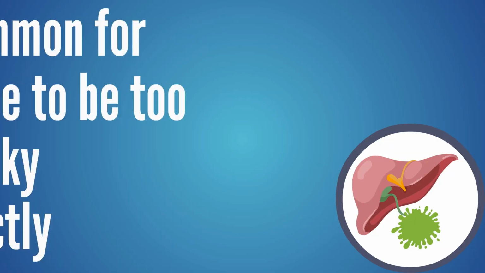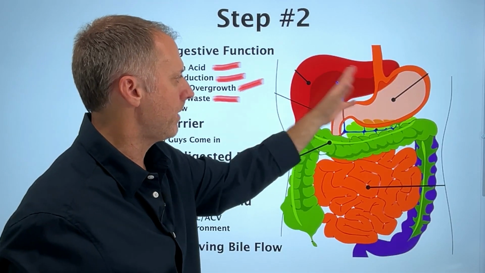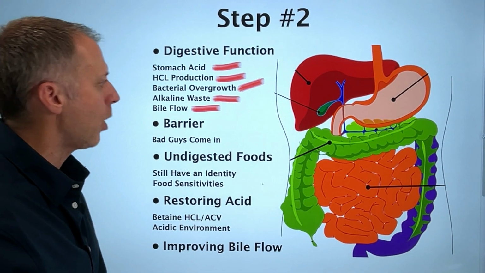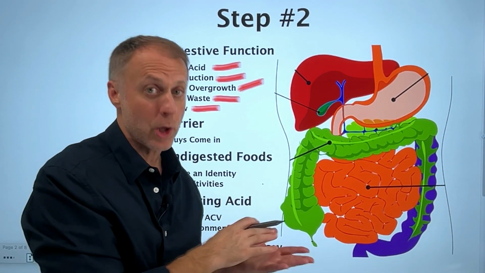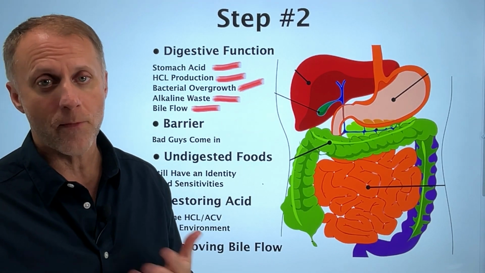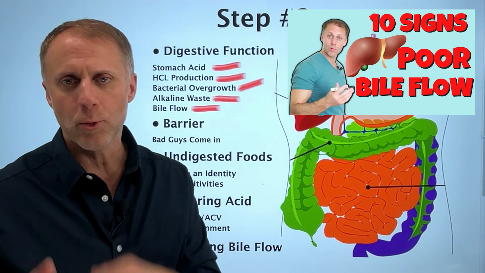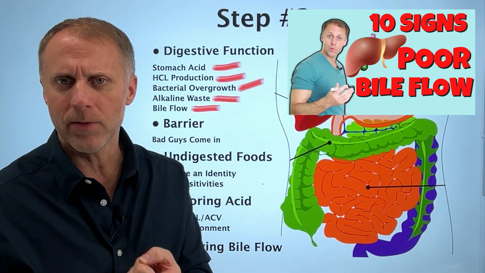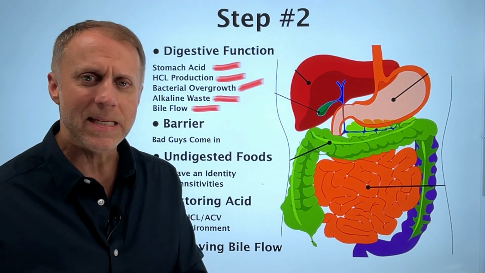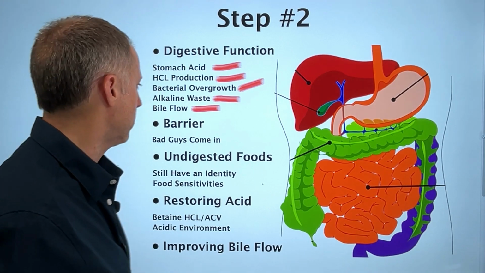And a lot of people have their bile too thick and sticky to flow correctly, so it can't come down here and do all those jobs. So we really need to make sure that bile is flowing correctly if we're going to try to correct a leaky gut issue. So we'll put a link in the description below for our video on 10 signs of poor bile flow, and that'll go through things like, oh, my stool looks lighter than the color of cardboard, or maybe I have trouble digesting fats.